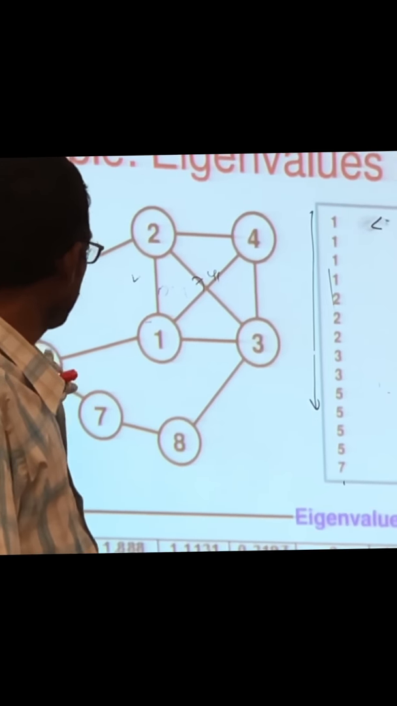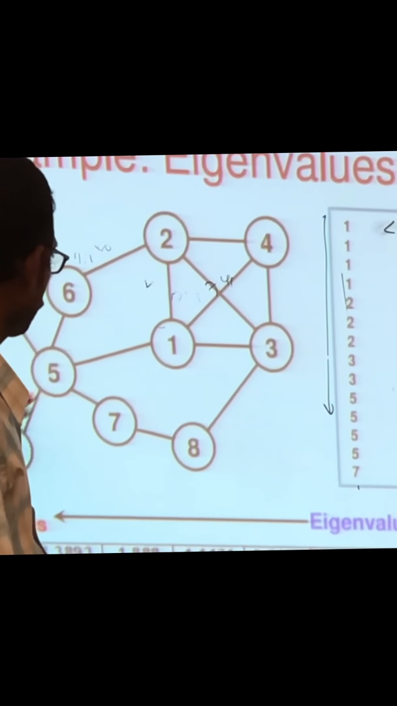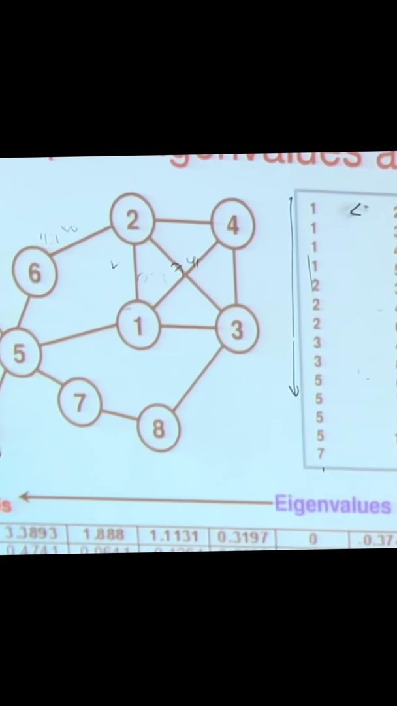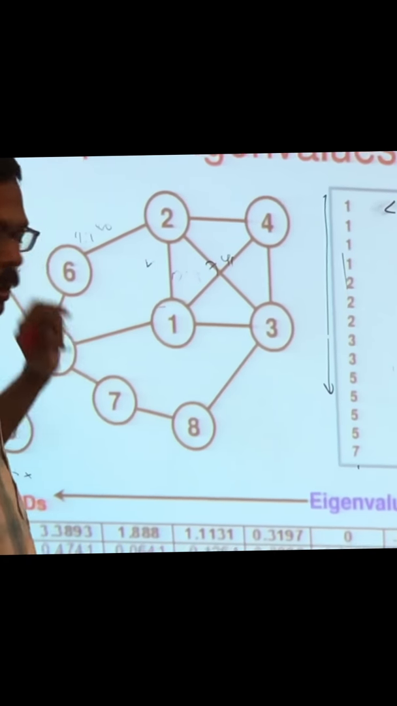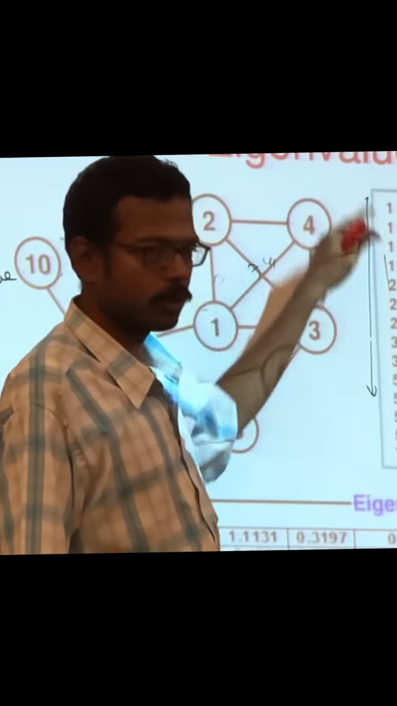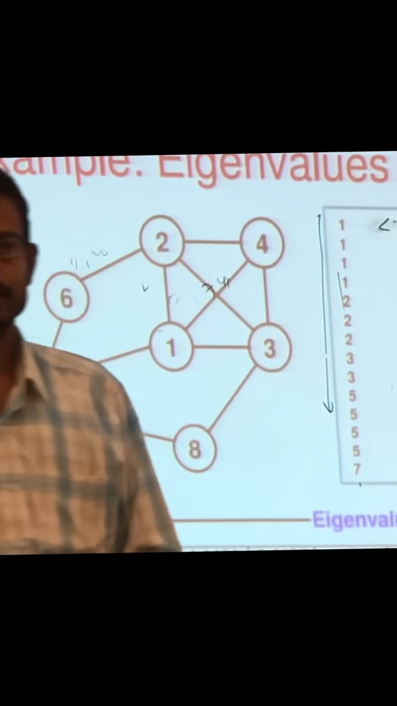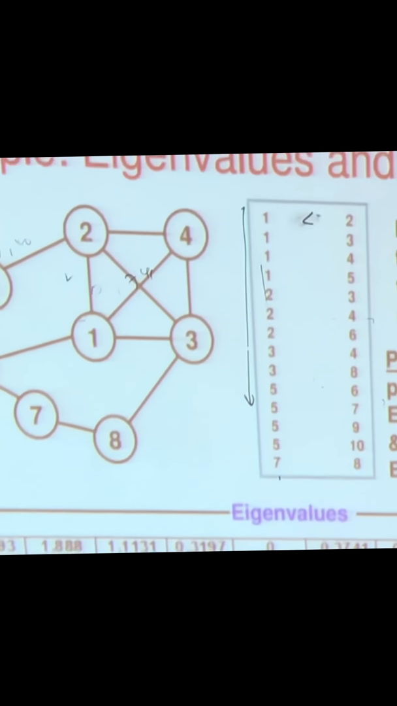Then 5 is connected to 6, 7, and 10, as well as to 9. So 5 6, 5 7, 5 9, 5 10. Then 6 is not connected to anything of higher ID. Then 7 is connected to 8. Then 8 is connected to 3 and 7, so they are already captured. 9 is connected to 5, already captured. And 10 to 5 is captured here. So that's the adjacency list.